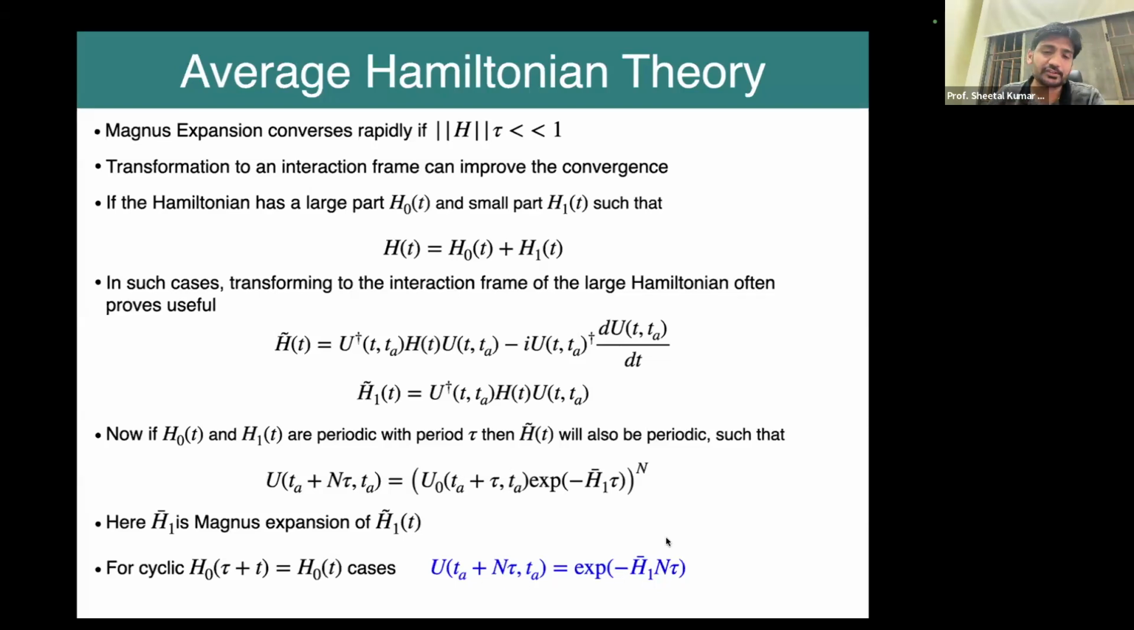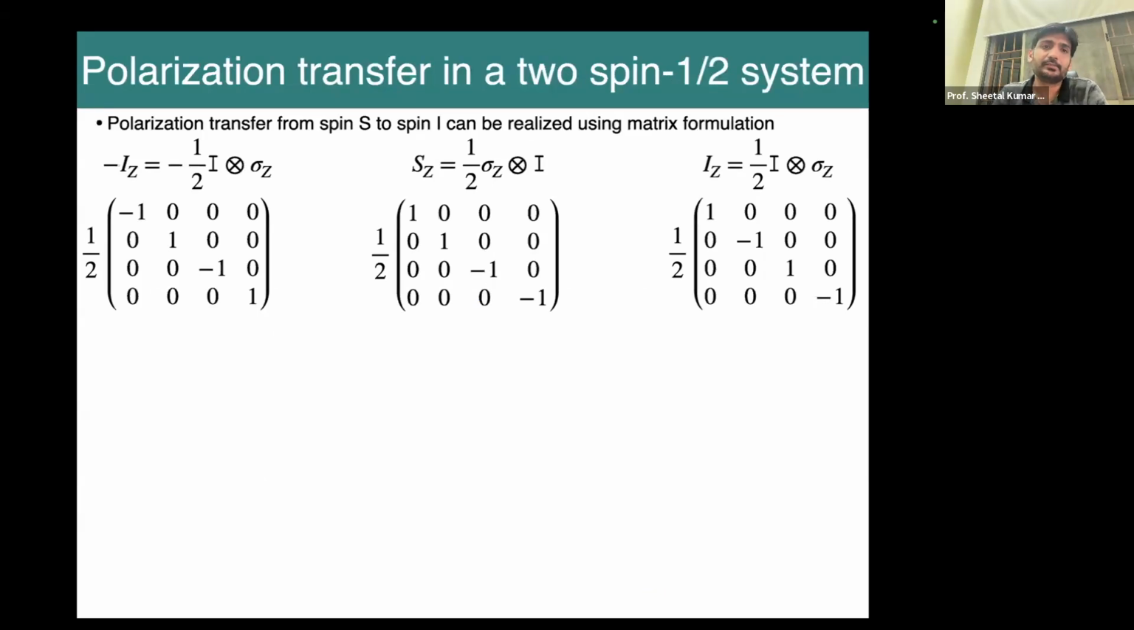And so these are the conditions we put on the Hamiltonian, that the larger Hamiltonian is cyclic, both the Hamiltonians are periodic, and we go to a frame such that the H1T satisfies this condition. That's it from average Hamiltonian theory. Now I will basically use this framework to understand the spin dynamics.